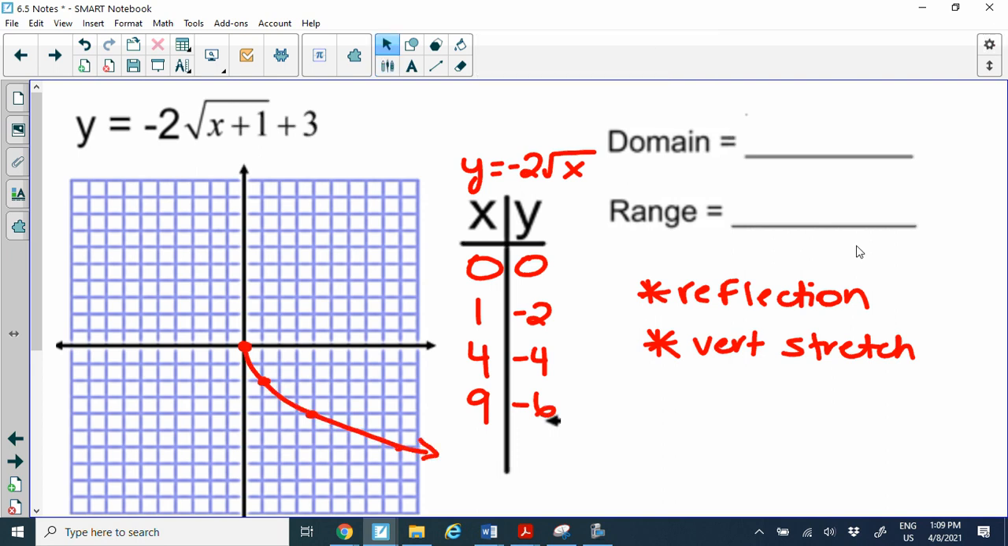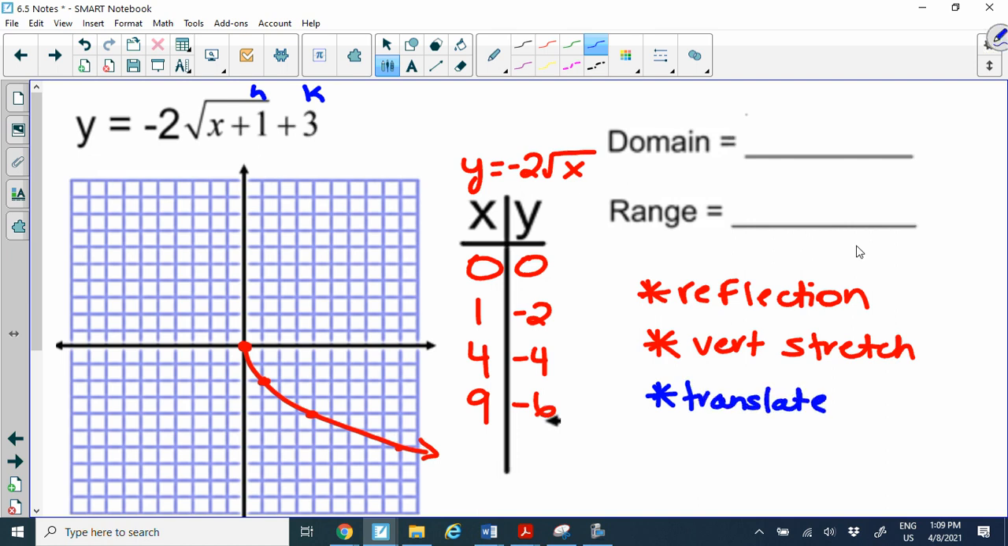Now I'm going to go ahead and talk about my translations. Okay, so here's my h, and here's my k. So because I have x plus 1, remember we do the opposite of what we see. So that means our graph is actually going to translate left 1. And then the plus 3, the k value is exactly as we see it, so we're going to say up 3. So each point that I plotted, I'm going to go left 1 and up 3.